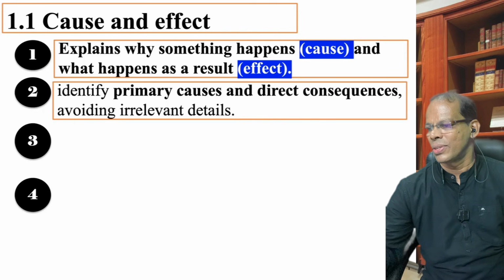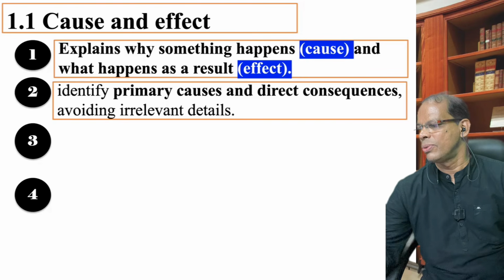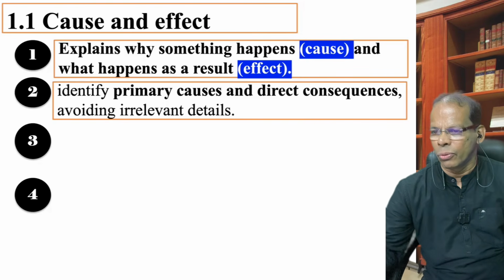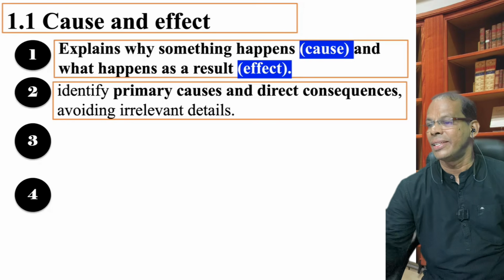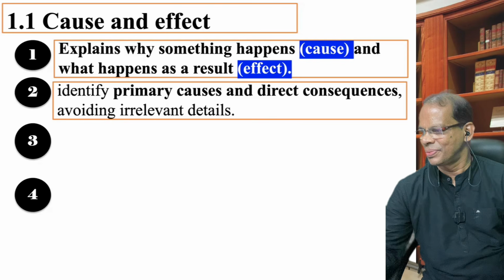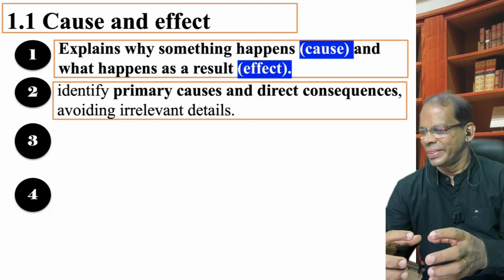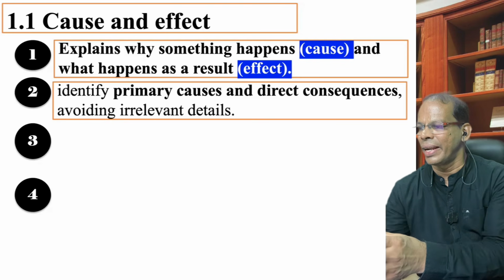Primary causes, please write down, okay? Primary causes and direct consequences. They will also give you indirect consequences, and that will be in the answer options as well. For example, Manju was wet in the rain. As a result, she had high temperature. She had high temperature. So what is the cause? Rain. Being wet in the rain. Then the direct consequence is fever.